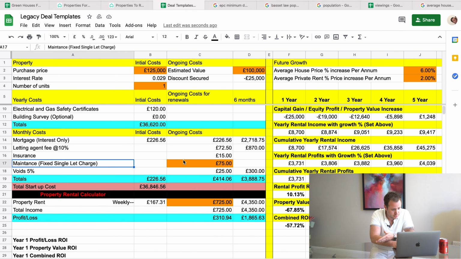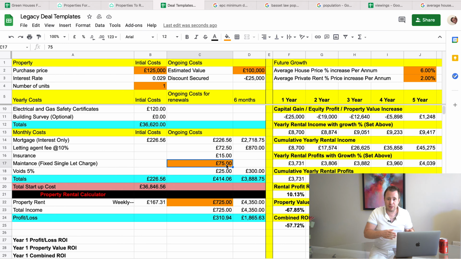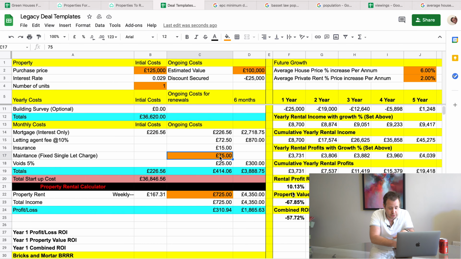All the other costs are in there, and we've got a maintenance fixed charge of £75 per month, which is about £1,000 a year in order to maintain the property. That works out over 20 years at £20,000 to do a light refurb and any ongoing maintenance that might need to be done. On top of that, what this sheet does is it calculates the return on investment. So we managed to achieve a 125 purchase price, we managed to achieve all these costs, and the rent was 725,000. We'd get a rental profit ROI of 10.13%.